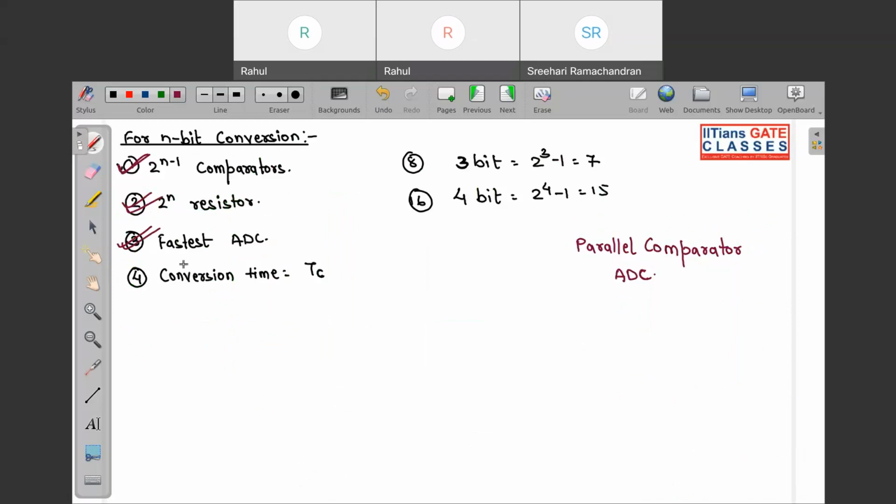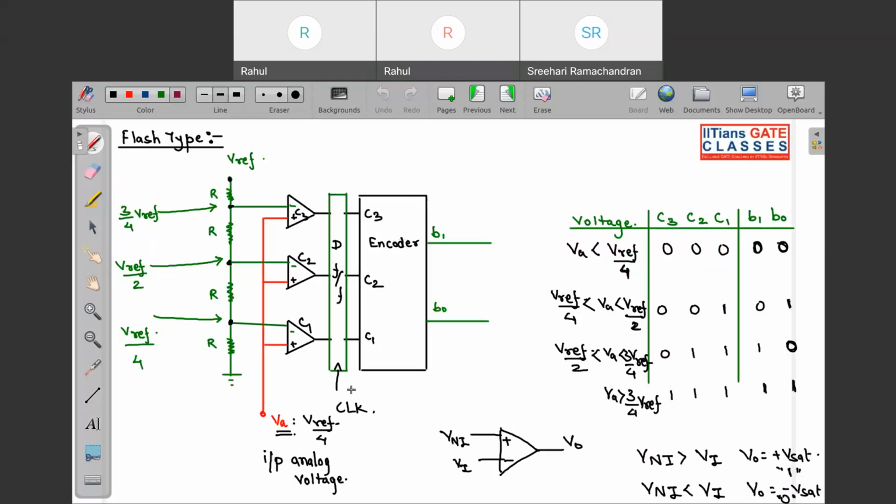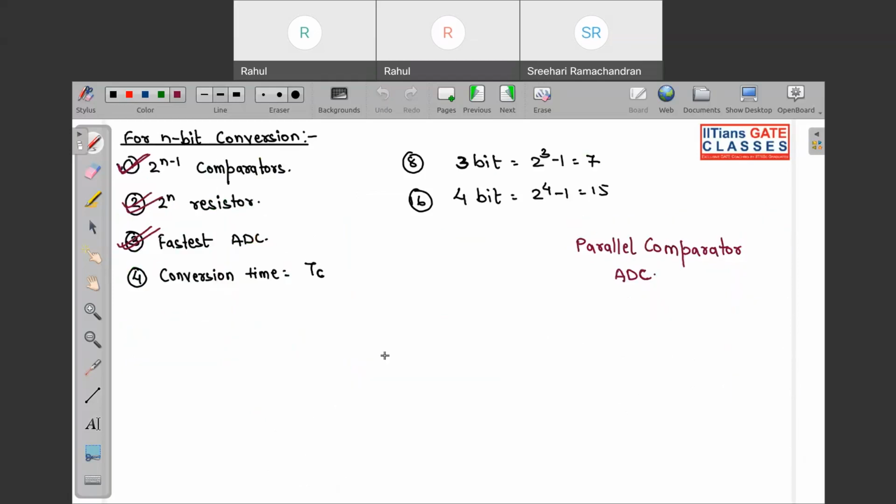Okay, and the conversion time required over here is just one clock. If the clock has time period TC, you will get the output within 1 clock time. So conversion time is TC, that is 1 clock time. Is this clear?